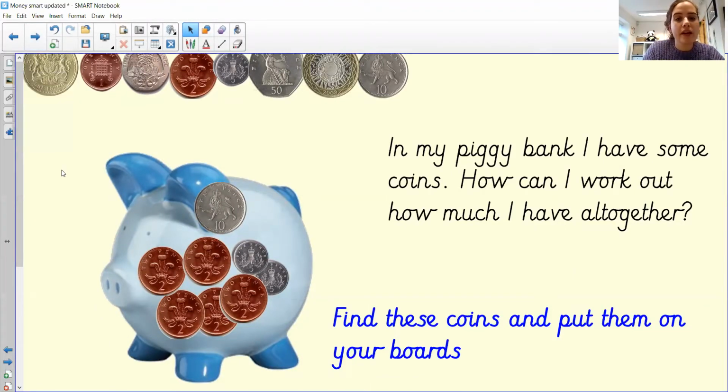Okay, so I've got my piggy bank here, and I have some coins, and I want to work out how much I have all together. So you can cut these out with pictures at home and put them in front of you, or you can go and get some real coins and explore with those. And what we want to think about is how we can work out how much I have all together. So pause the video now and have a little think about this.